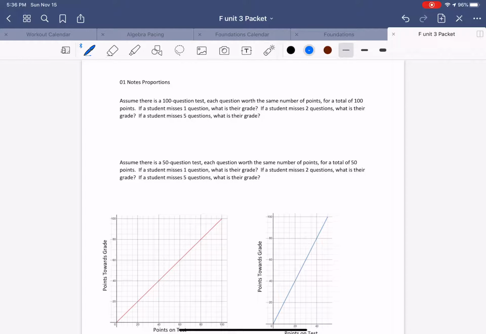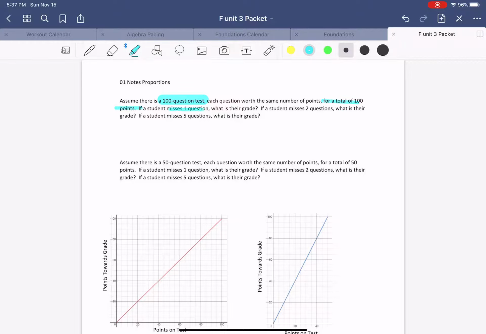Today, we're going to be learning about proportions and relating this to grading. So let's assume that there is a 100 question test, and each question is worth the same number of points for a total of 100 points.